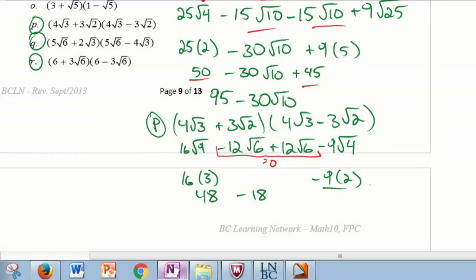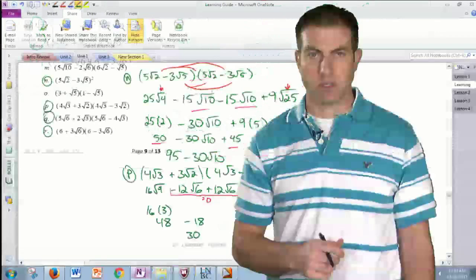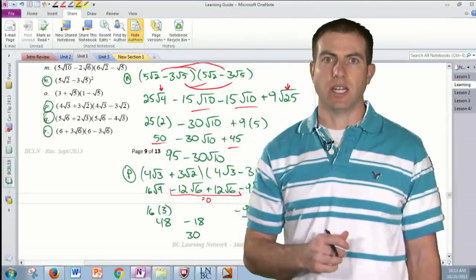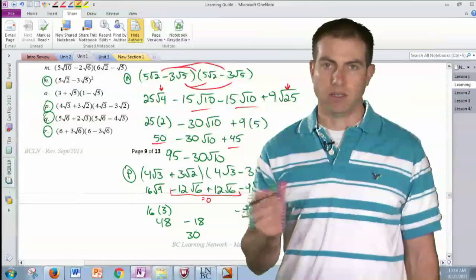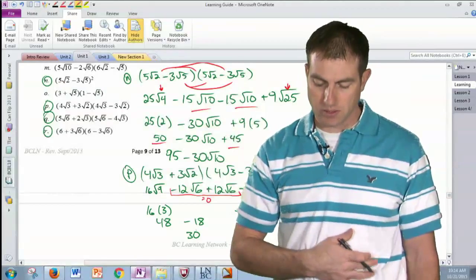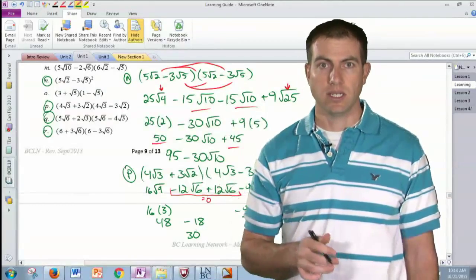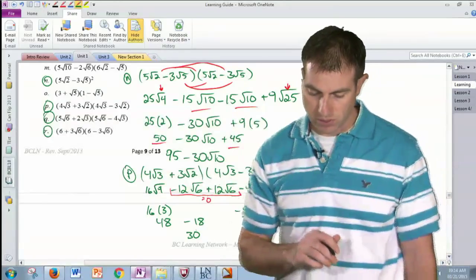48 minus 18 should give me 30. So that one's tricky because you have this big mess of radicals and whatnot, and then all of a sudden you're just left with 30, which doesn't really make sense if you're just looking at it. We'll talk about conjugates later on, how we can use those to our advantage because it gets rid of a lot of stuff. We'll do lots of questions involving those.